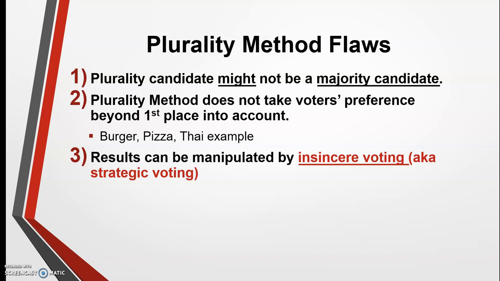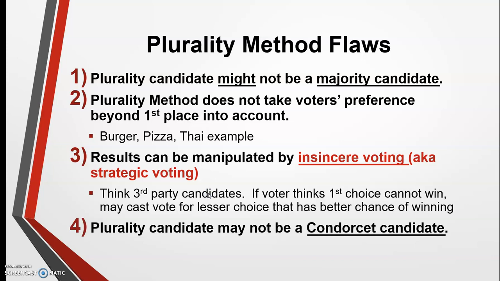And that would be where I realize that my candidate can't win, so rather than voting for a losing candidate, I give my vote to somebody else because I want to help them win. And then the last flaw for the plurality method is that a plurality candidate may not be a Condorcet candidate. And we'll talk about Condorcet candidates a little later.